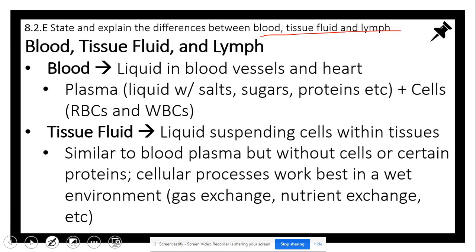So, blood vessels in the heart. It's plasma and cells. Sometimes they call these formed elements, or cells.